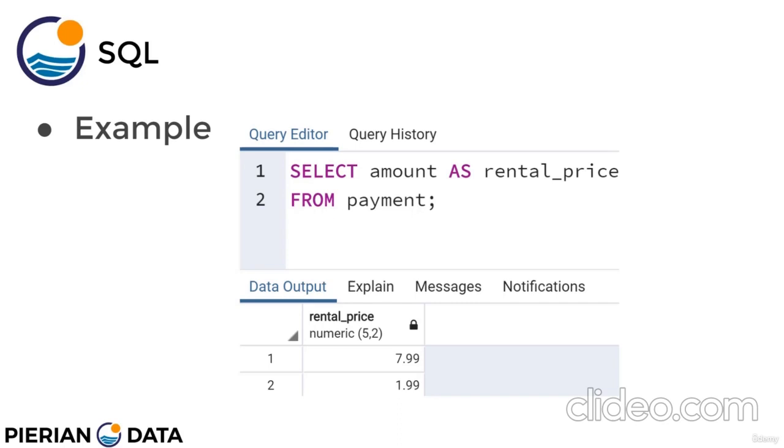So notice here, instead of having the output reported as the amount column, instead we decided to give it an alias or rename it as rental underscore price. And maybe this will be easier for some other analysts to read when we actually show them our SQL query results. So really here, it's just for readability on the data output.